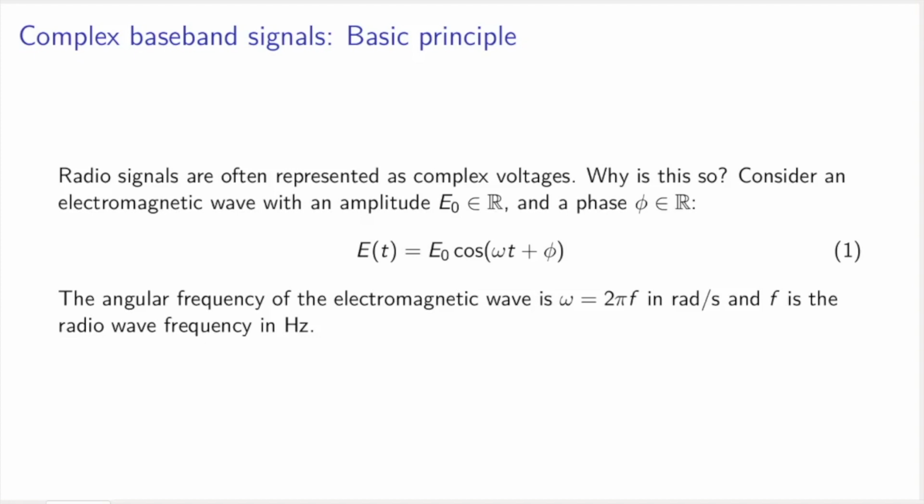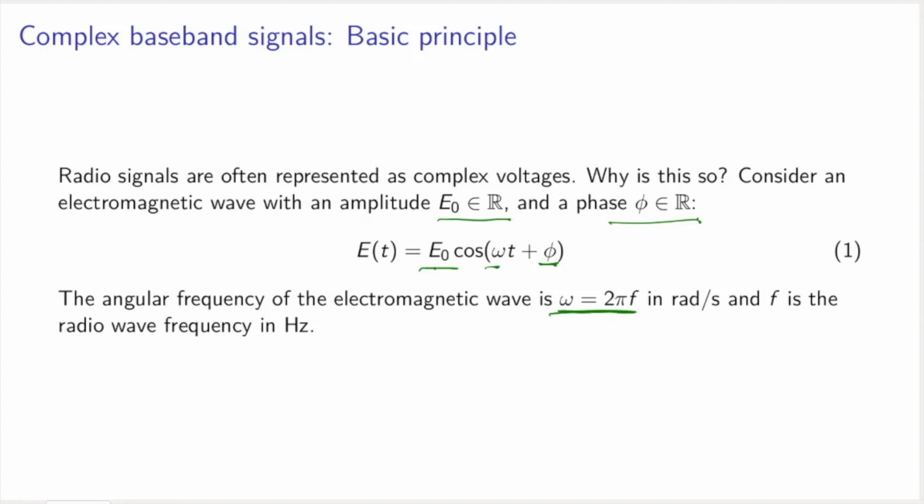Let's start by investigating a cosine signal. This can represent, for example, the electric field of a continuous wave signal measured by a radio antenna. This signal is defined by 3 parameters: the amplitude, E0, the phase, phi, and the angular frequency, omega. The angular frequency can be related to frequency in units of cycles per second or hertz by this relation. The information content of this signal resides mainly in the amplitude and phase.